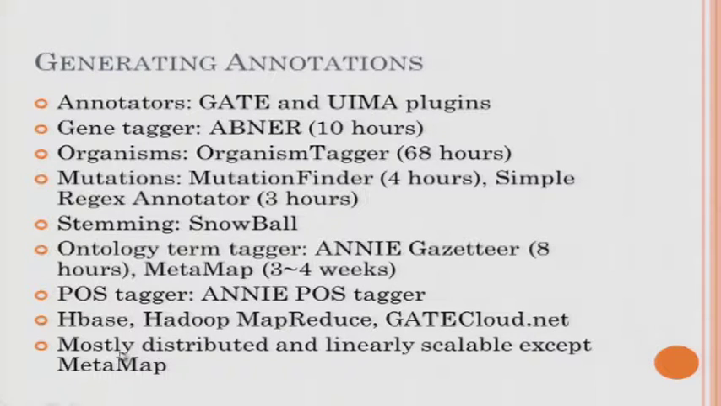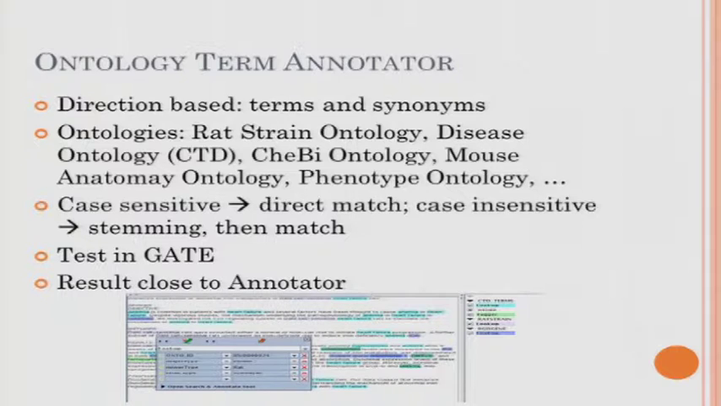The whole system is mostly distributed except MATLAB. But we can do this by creating several MATLAB servers. Because of the limitation of resources, we haven't done this yet. And by using Hadoop and MapReduce, the whole system is linearly scalable. So this is an example using the cTAKES user interface to test the annotator. So for annotators, this term and synonyms will be annotated. These are some ontologies we used for annotation.